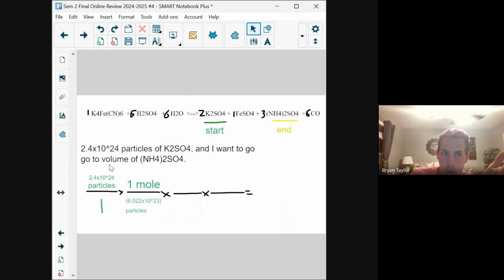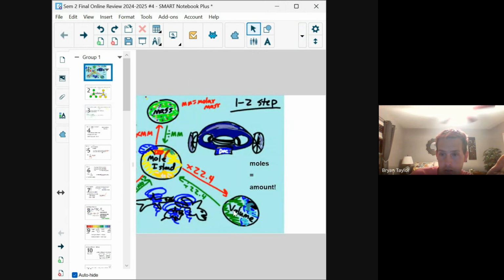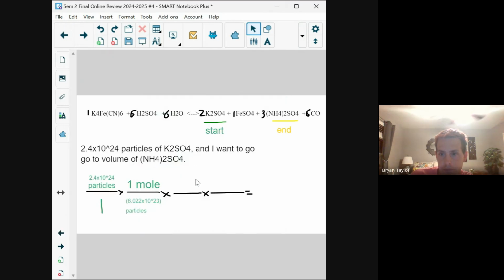At the end, I want to go to volume. Well, going to volume, going away is multiplied by 22.4. So multiplying is at the top. So these are both going to be gold. And we're almost done with the problem. So all I did, that was Mole Island. That's all I used was Mole Island. Any questions so far? We're almost done too.